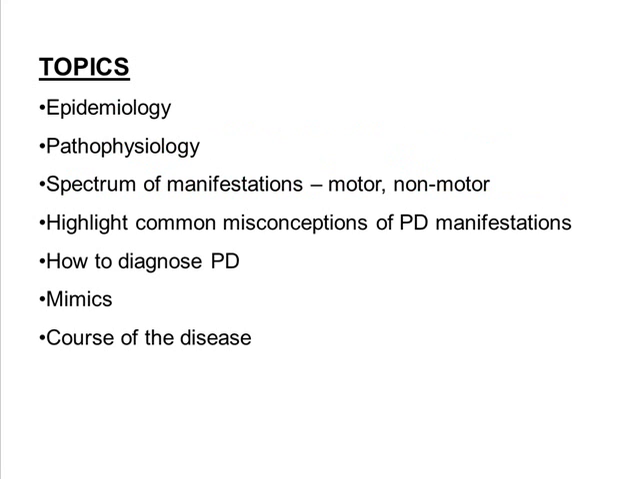So we'll be covering a little bit of epidemiology and some basic pathophysiology, which I think would be useful in the understanding of what happens in the patient with Parkinson's disease and why dopaminergic agents are useful in these patients.